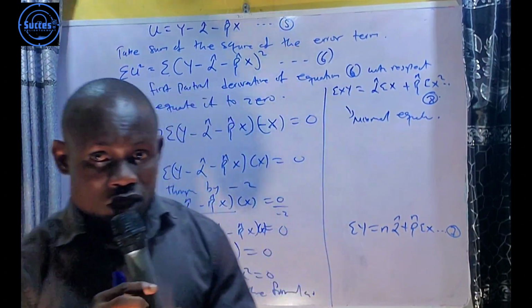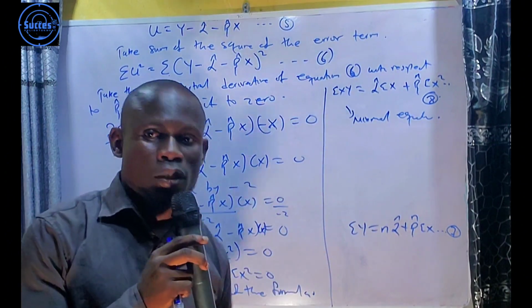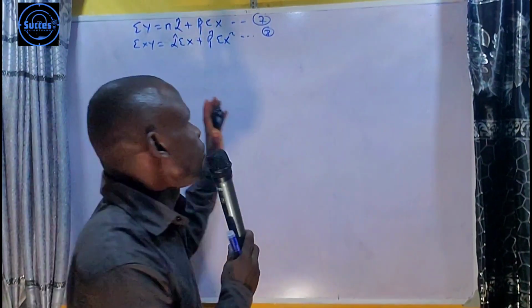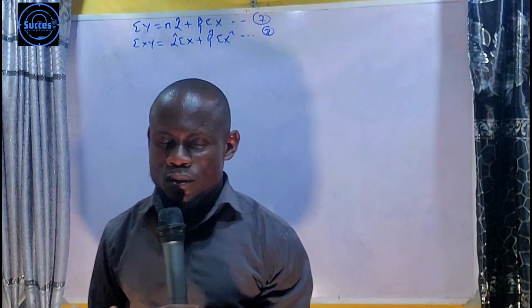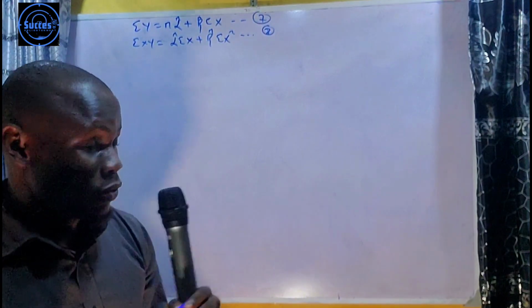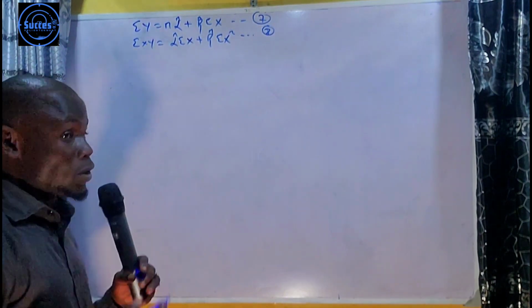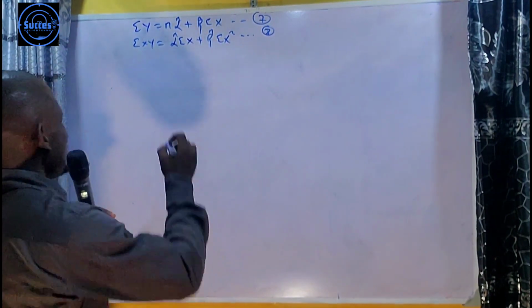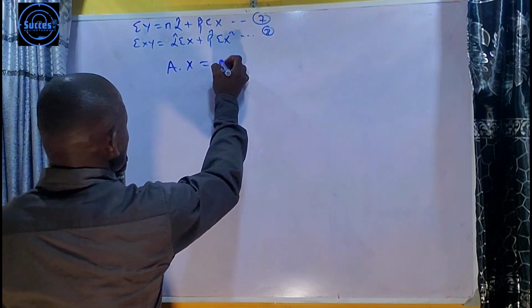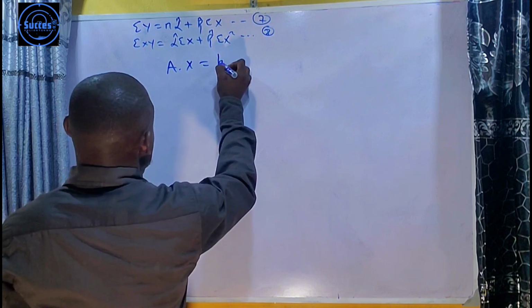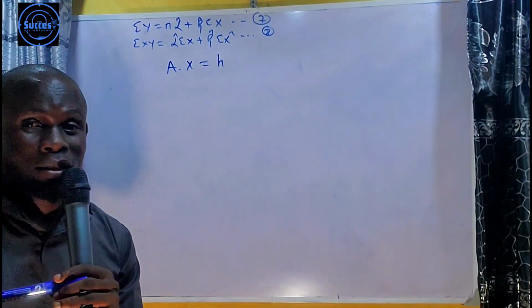All right. What are we doing next? We have the normal equations. Now from here, these are two normal equations. So let's do a little recap of Cramer's rule. Don't forget, when you have a matrix, you have simultaneous equations. In Cramer's rule, you have AX equals H.